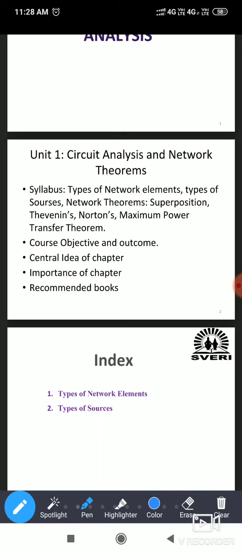So once again, I will dictate the course outcome. Analyze linear circuits with the use of different network theorems and analysis methods.